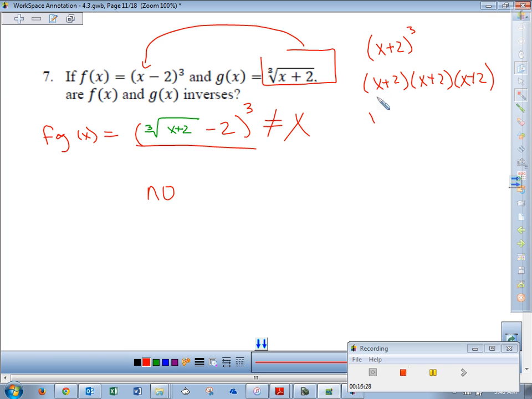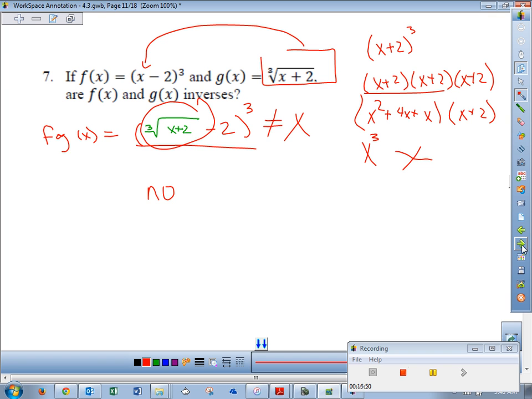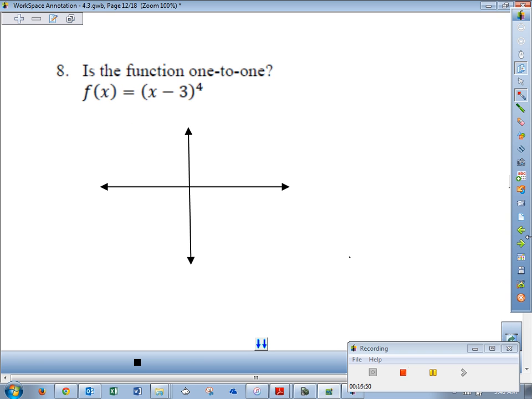You got to FOIL these, so x squared plus 4x plus x, then times this, x plus 2, you're going to get an x cubed in there. There will also be some x squareds in there. There will also be some x to the first in there. So like maybe this will go away in one of those terms. The cubed and the cube root will cancel out, but then you'll get some 2/3 powers, some 1/3 power. Ain't going to happen. Is the function 1 to 1?